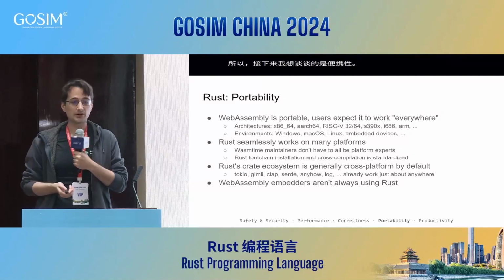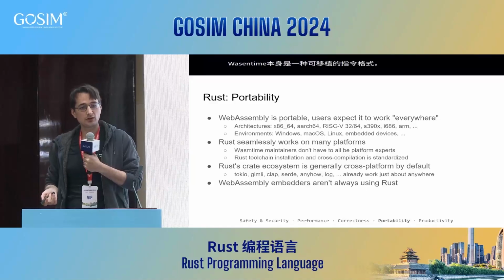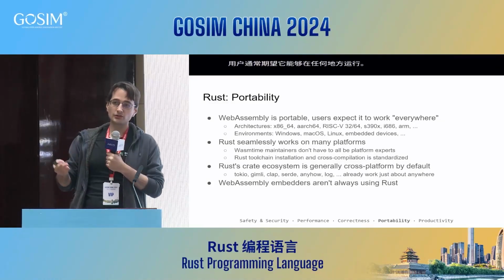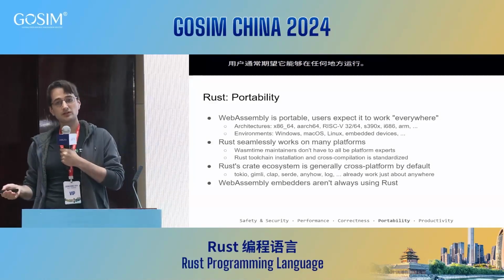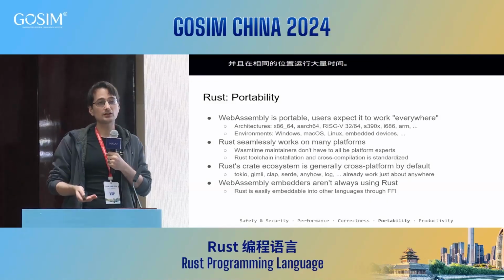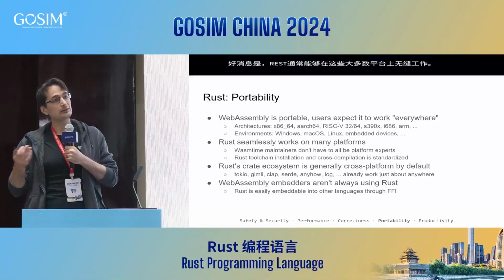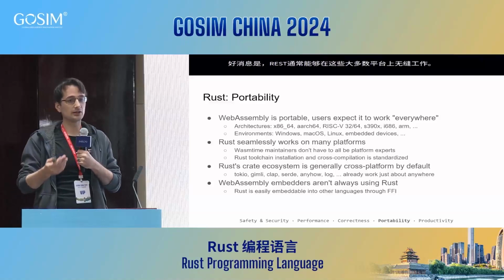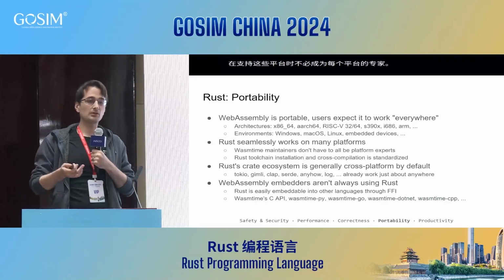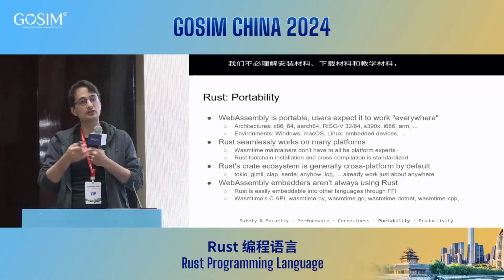The last part here is that Wasm embedders are not always using Rust. And so this portability is not just taking Wasmtime to different places, but it's also running it in different environments. The great part about Rust is it has an FFI, which is enabled through FFI, for example, by not having a garbage collector or not having an extra runtime. And this is what powers Wasmtime's C API, our Python, our .NET, and our Go bindings, and C++, for example.